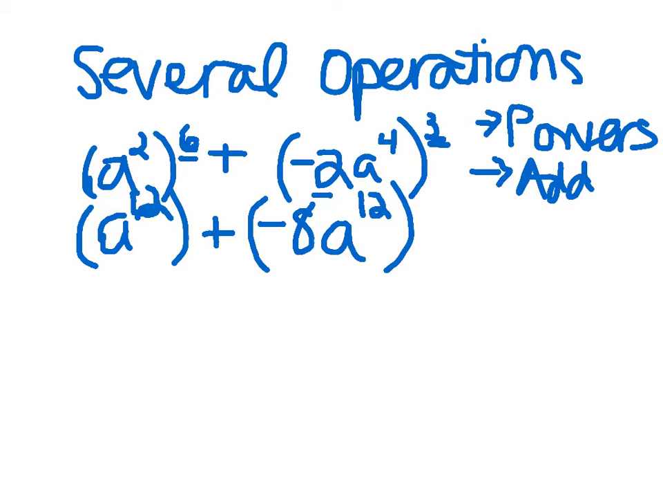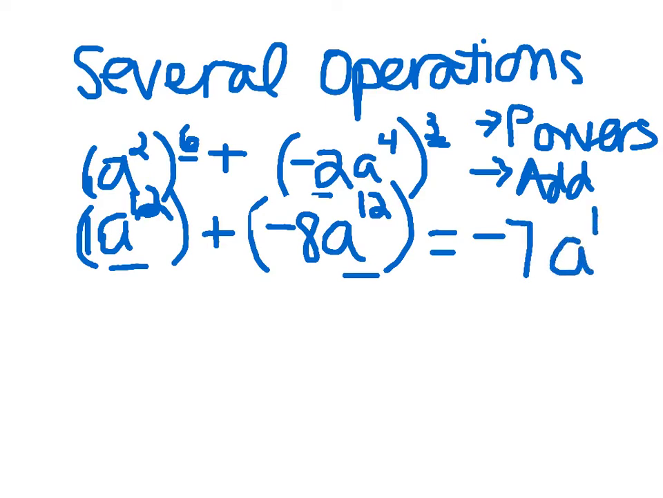Remember, before you add anything, you have to check to see if you have like terms, doing our very fancy little like terms test. Is everything the same? Why, yes it is. So this is negative 8. We add the coefficients, and don't forget that's a 1. Positive 1 and negative 8 is negative 7. And the variables and exponents stay the same.